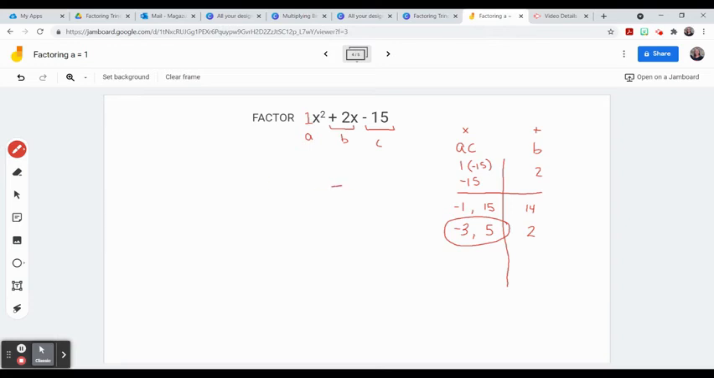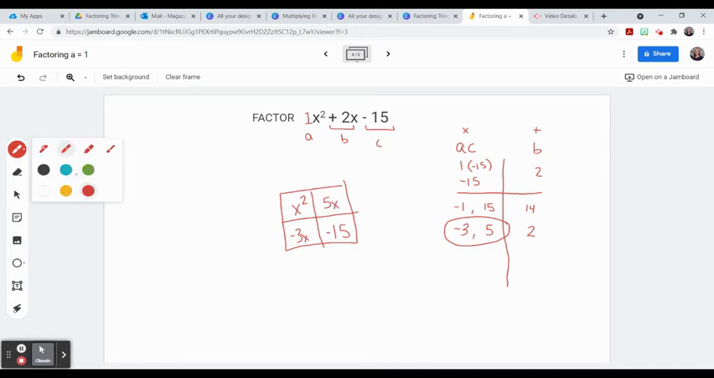All right. So now I'm going to make my area model. I have my x squared. I have my negative 15. I take my negative 3x and 5x. And now I rock that area model.